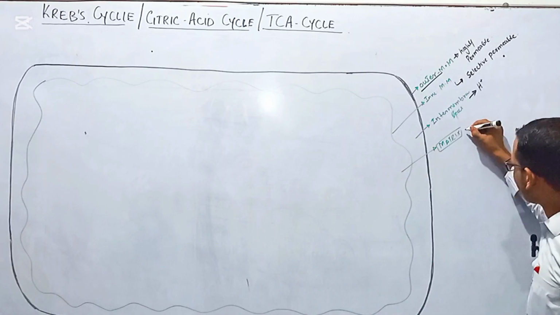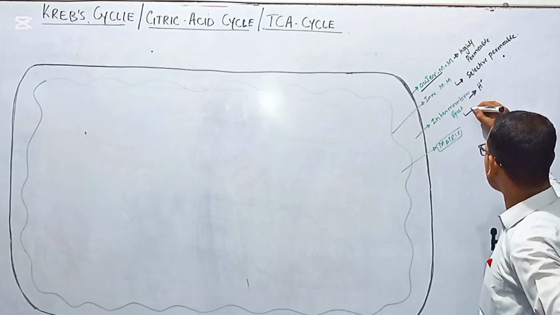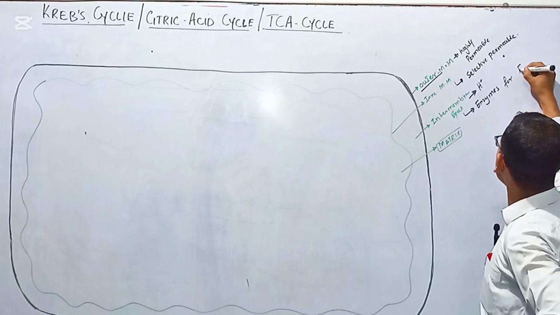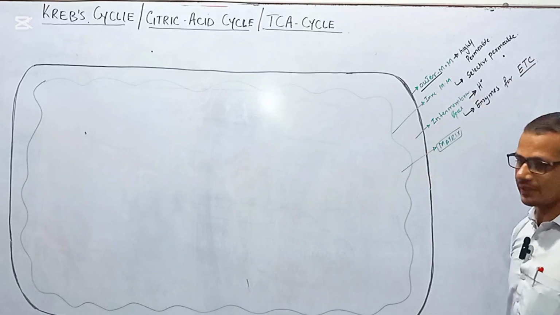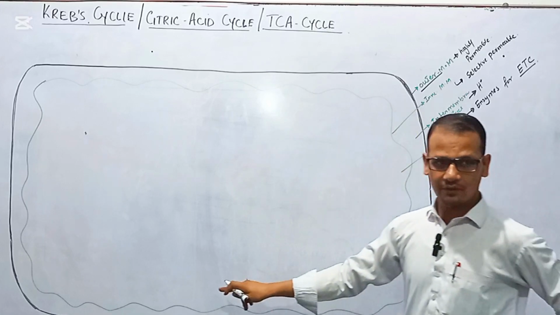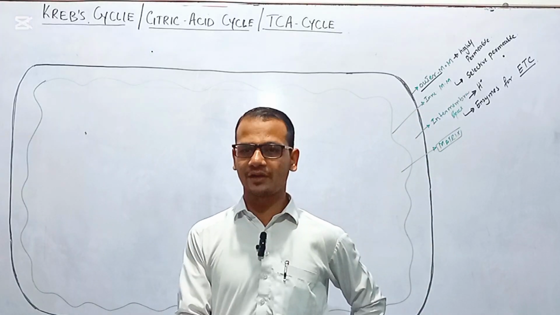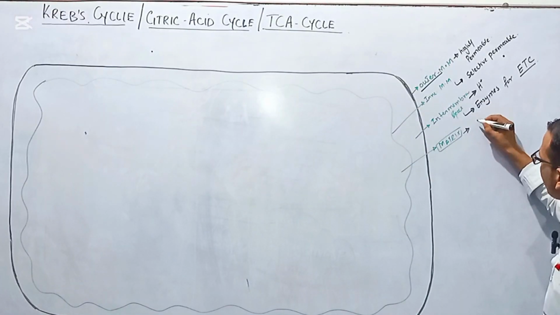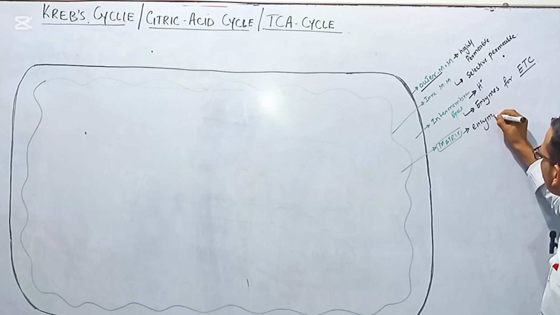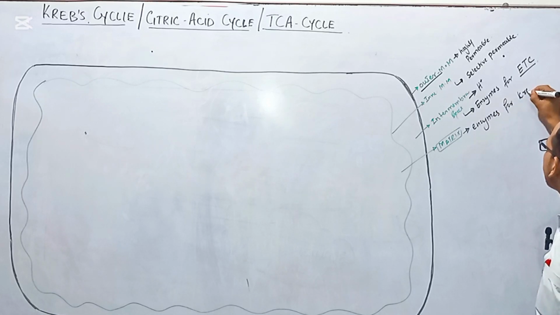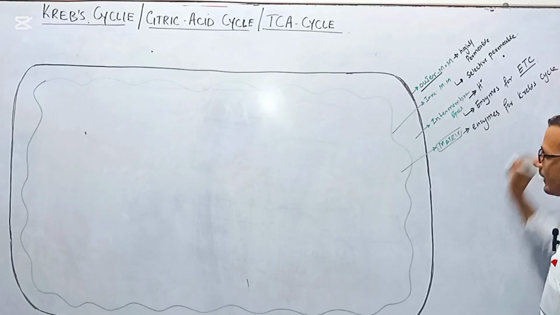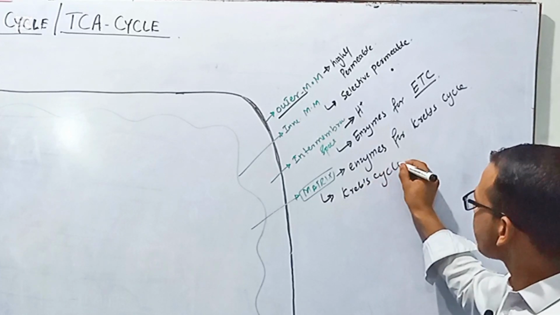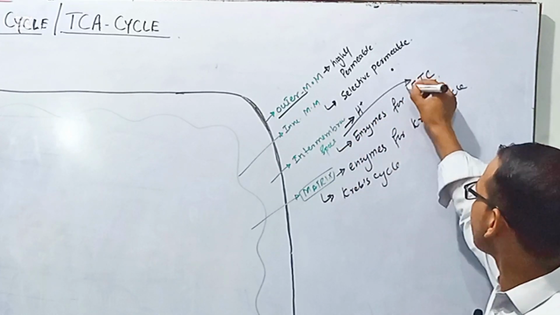Right, and the enzymes for the electron transport chain are present in the inner membrane of the mitochondria. In this matrix, all the enzymes responsible for running Krebs cycle are present. So this is the location for Krebs cycle, and this is the location for electron transport chain.